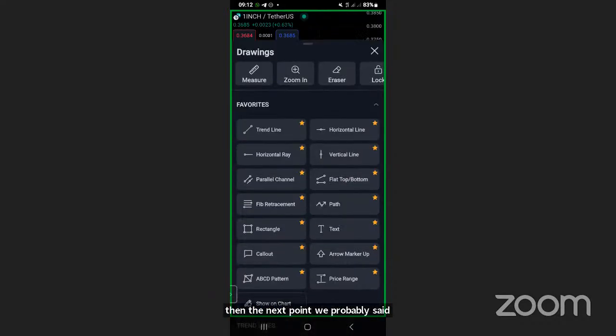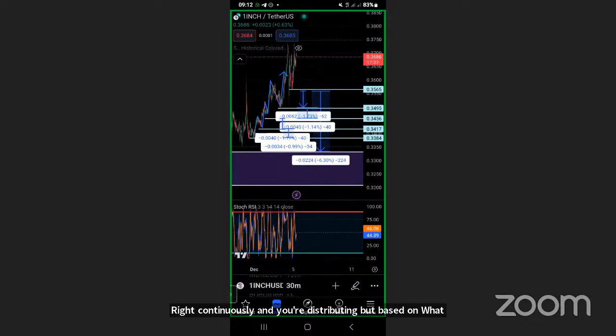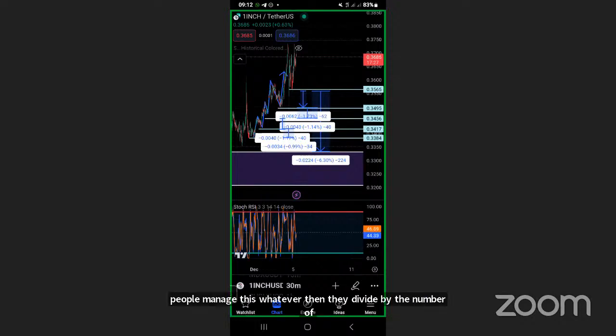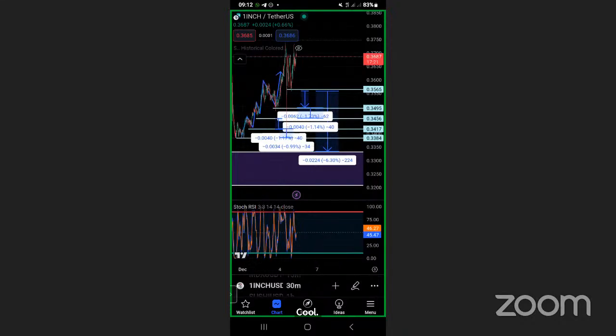Continuously, you're distributing based on what your market structure is indicating. You're not just going to establish that it should be like that. Though sometimes some people measure the whole drop, then divide by the number of margin calls they want to establish. Like if you want 4, you divide by 4 and put it uniform. It is still okay. Though for me, I like to base it on what the structure is telling me, because it's a reality.